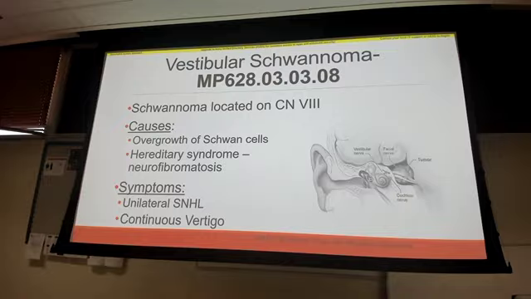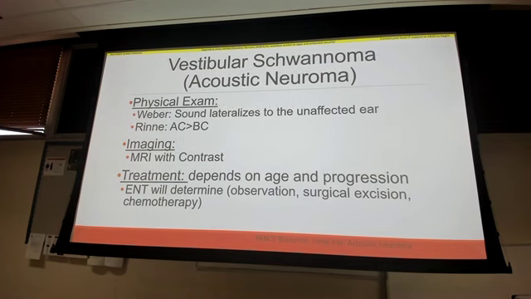But remember, if they have that unilateral sensorineural hearing loss, we want to get an MRI to further assess, and we might see a vestibular schwannoma on the MRI. Physical exam, so no change. We'll still do the full HEENT exam, do our cranial nerve exam. Sound will lateralize to the opposite ear that's affected if they have hearing loss, AC greater than BC, and then getting that MRI to assess for this condition.